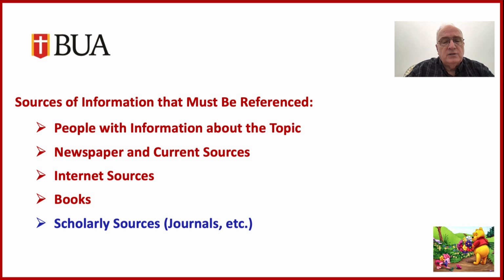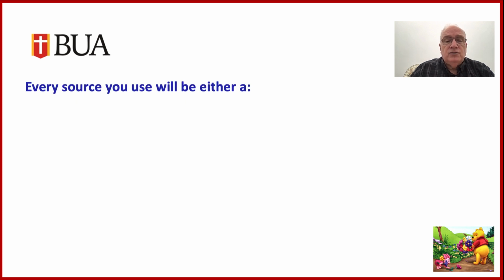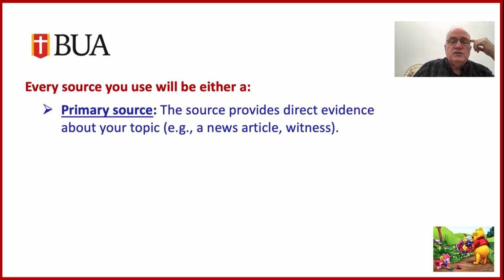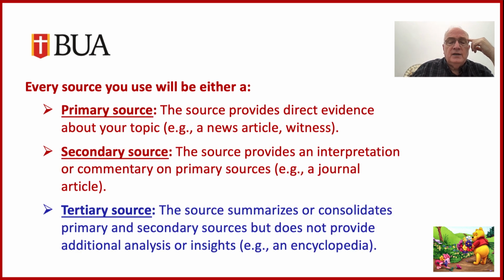Books, likewise, are not nearly as carefully reviewed as scholarly journals, but books have a little bit more validity than these other references. Now, I'm not knocking the internet, because I think the internet is a great source of information. You just have to be able to look at what you're using and validate it to determine whether it's accurate or not. Every source you use will either be a primary source, a secondary source, or a tertiary source.